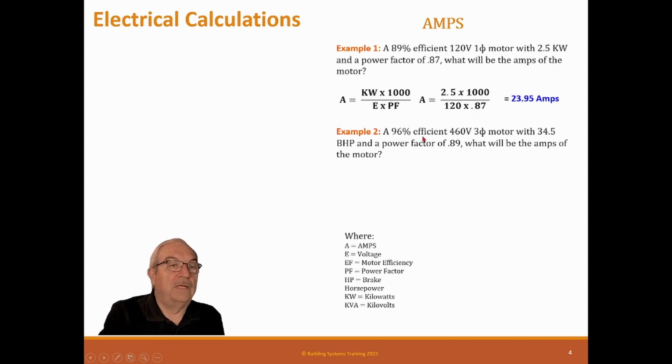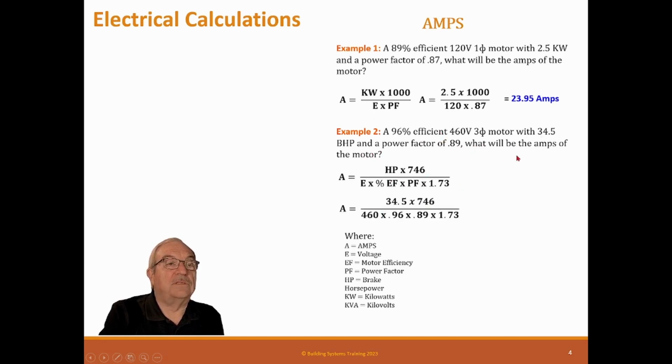Example 2: a 96% efficient 480 volt three-phase motor with 34.5 brake horsepower and a power factor of 0.89. What will the amps be of the motor? Okay, here again, same thing, but the three-phase equation. So that's going to equal 34.5, which is the brake horsepower, times 746 over 460.